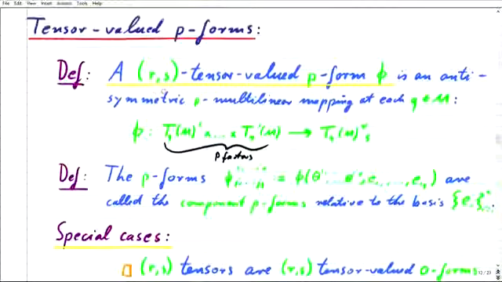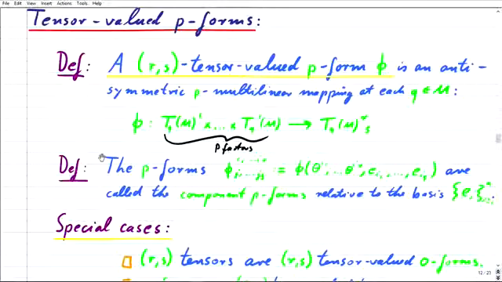Now, let's get back to this other ingredient, the math upgrade that we are considering today. Tensor-valued p-forms. Remember, ordinary p-forms have p slots to plug tangent vectors in. If you do that, you get out a number at every point in the manifold. A tensor-valued p-form also has p slots for tangent vectors, and if you plug p tangent vectors in there, you don't get out a number in this case, you get a tensor at every point.